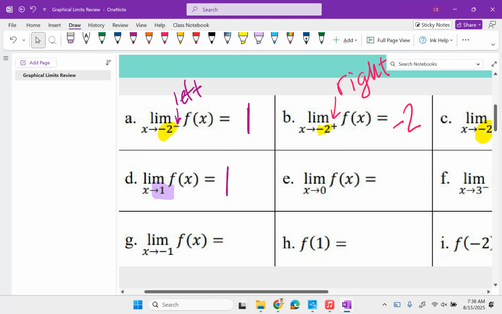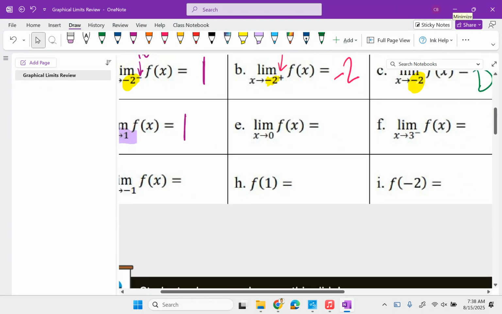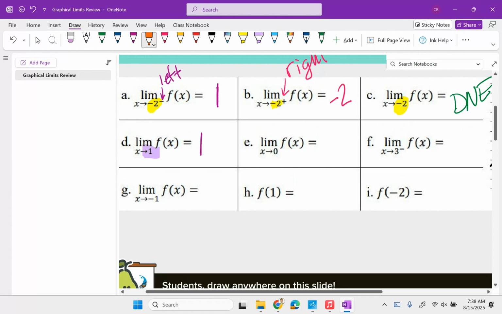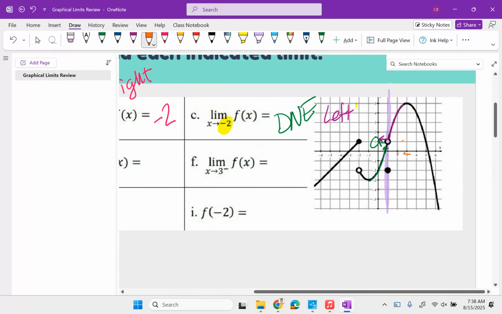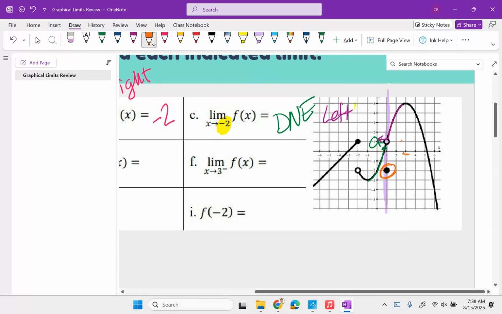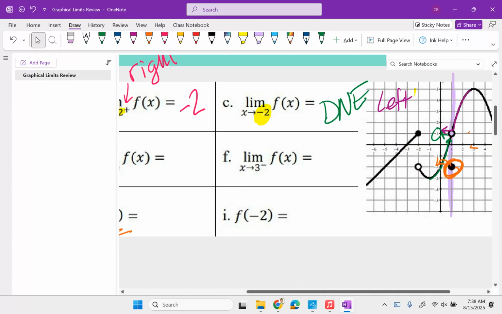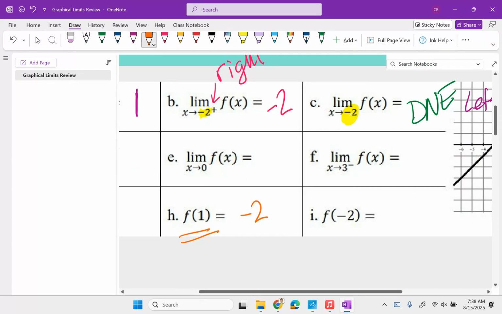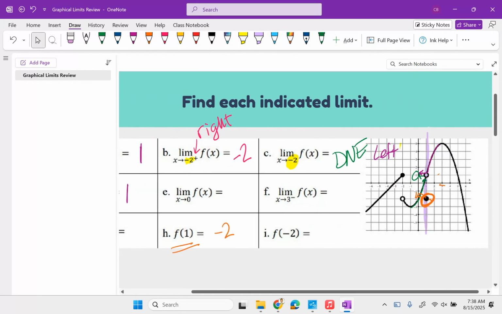Got it? Okay. While we're on that one, I'm noticing down here they asked me for the value at 1, didn't they? Could I do that right now? Let's do that, because you guys kind of already told it to me. The x value at 1 is actually this solid dot, right? So what's the y value right there? -2. Okay. So that's a case where the function isn't continuous there, but it approaches from both sides and it's the same.